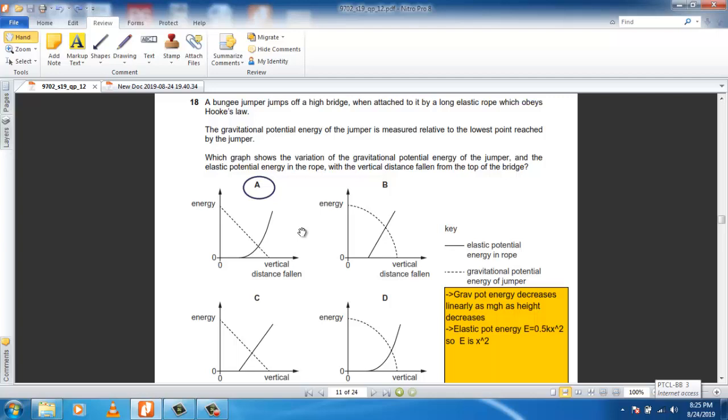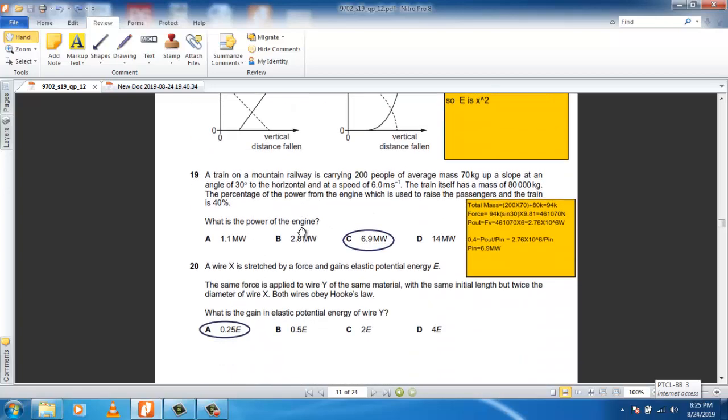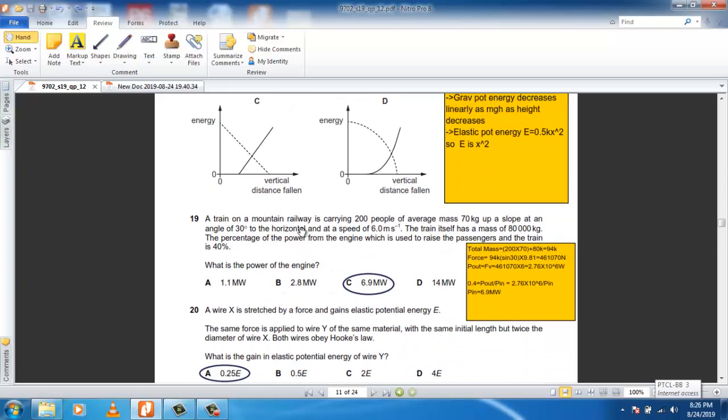You just have to revise the formulations. You should know the formulations for these types of questions. Question number 19 says that a train on a mountain railway is carrying 200 people of average mass 70 kg up a slope at an angle of 30 degrees to the horizontal and at a speed of 6 meters per second. The train itself has a mass of 80,000 kg. The percentage of the power from the engine which is used to raise the passengers and the train is 40%. What is the power of the engine?